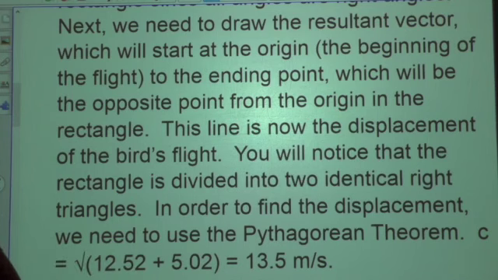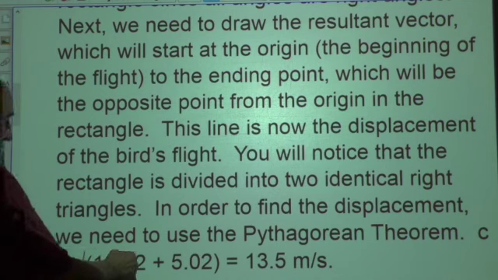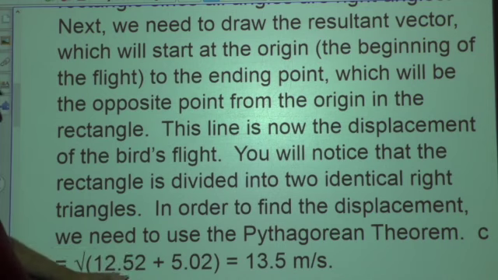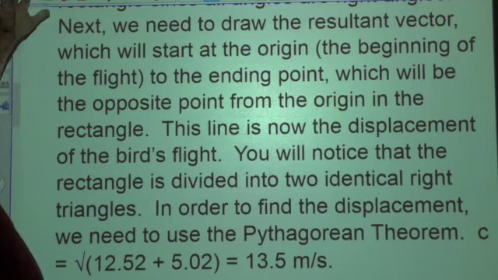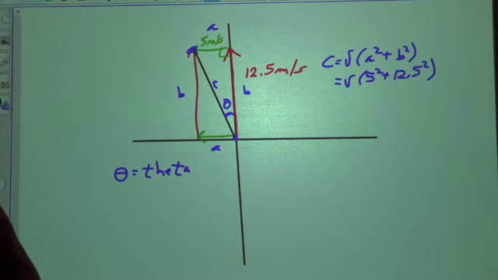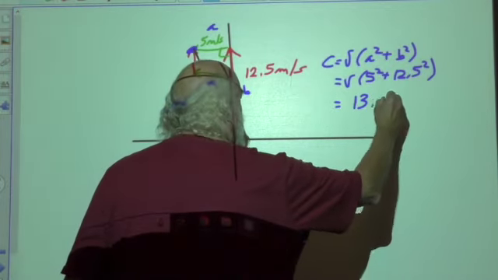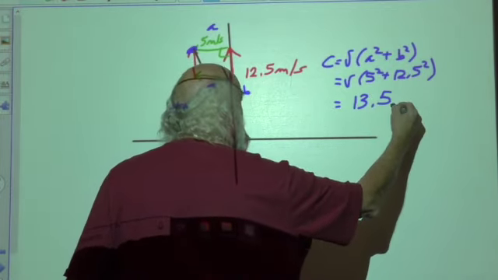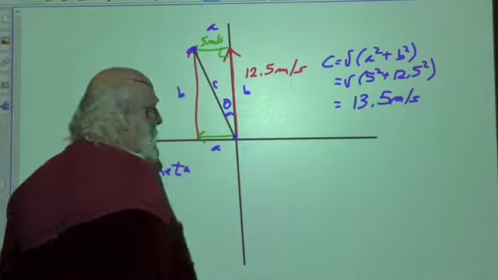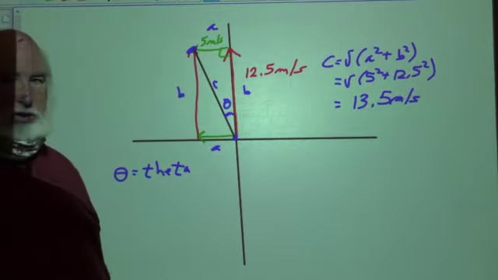I'm trying to figure out, oh, yeah, that's supposed to be squares. So I'll have that fixed in the script. So that's supposed to be the square root of 12.5 squared plus 5.0 squared. So 13.5 meters per second is the resultant displacement.